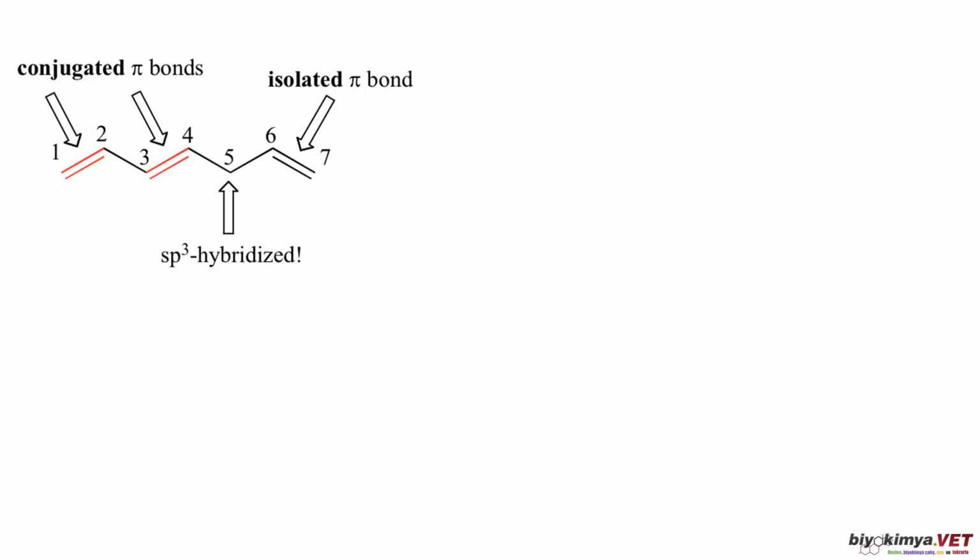And here are some examples of conjugated carbon systems, or conjugated chains. As you see in this molecule, there may be two parts: here the part is a conjugated system, and this part is an isolated system. And here carbon 5 is an sp3 hybridized carbon.